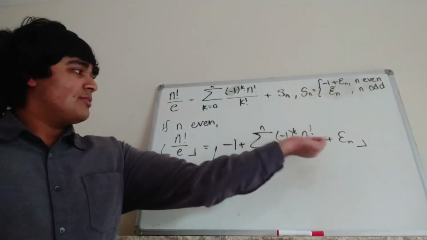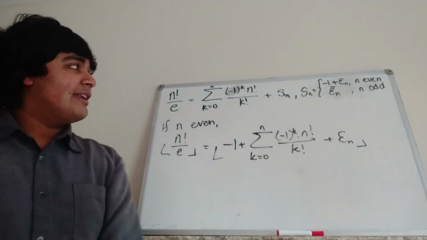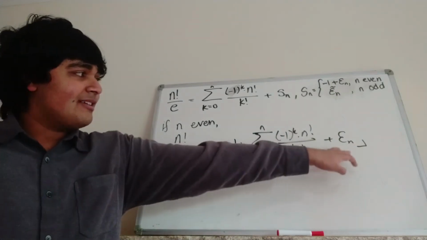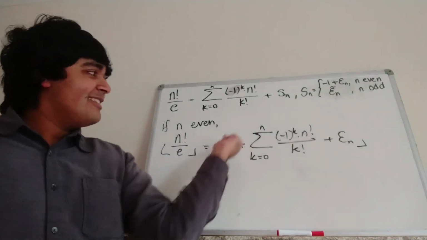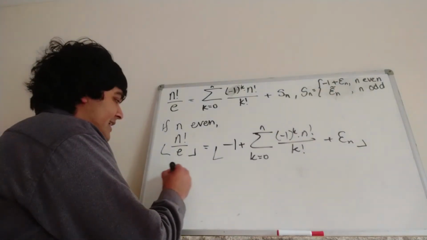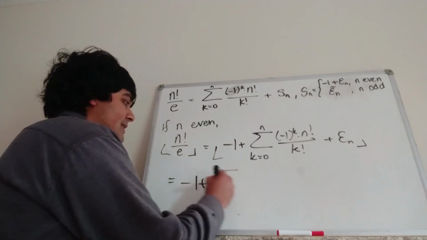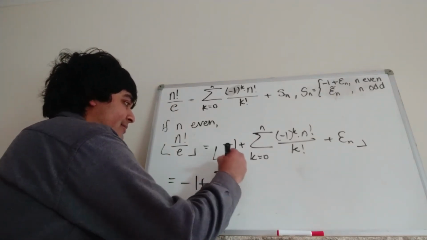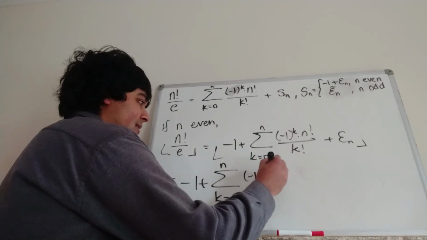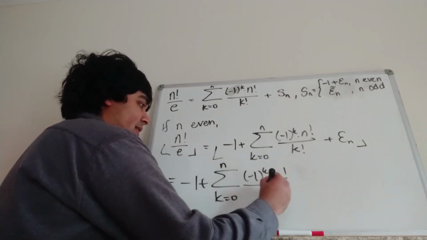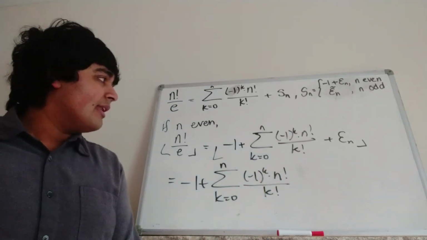So I've just brought the -1 onto this bit here and the epsilon n there. Okay, but of course this guy here is small, between 0 and 1. This guy here is an integer, so this thing here is just -1 plus the sum from k equals 0 to n of -1 to the k times n factorial over k factorial, like so.